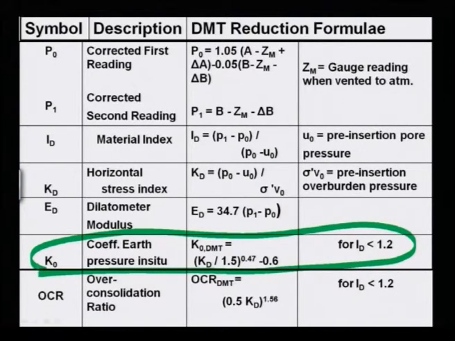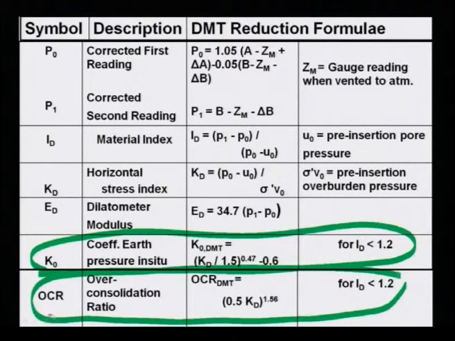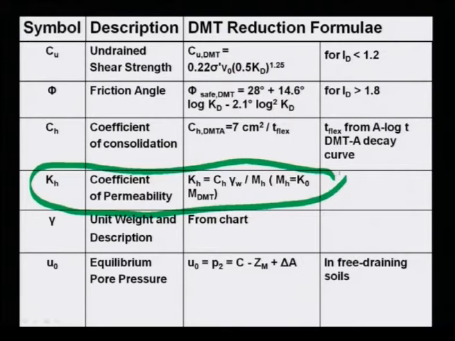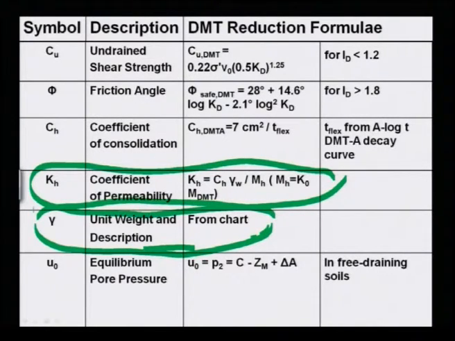Then the over consolidation ratio is also our requirement. Then this is your coefficient of permeability and unit weight of the soil required. Also, in free draining soils, the equilibrium pore pressure you can measure.